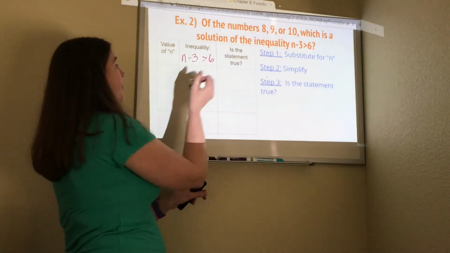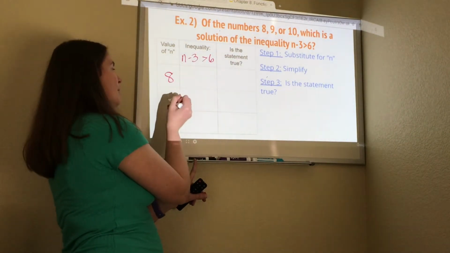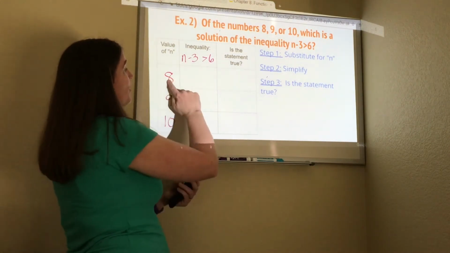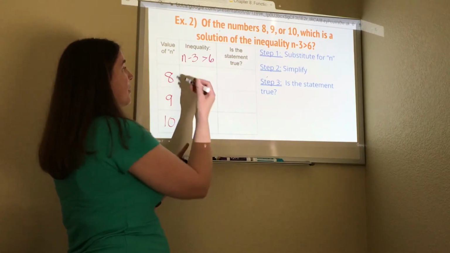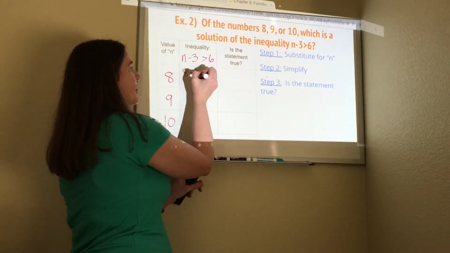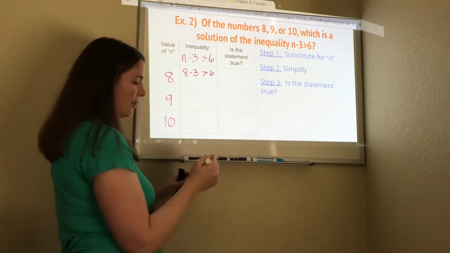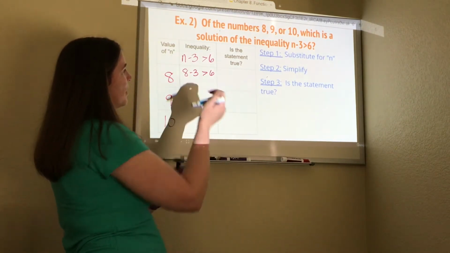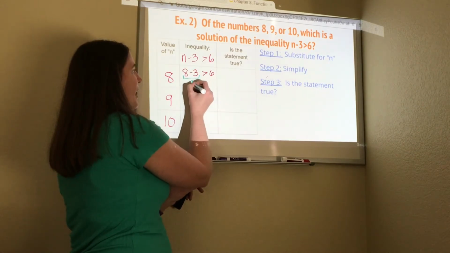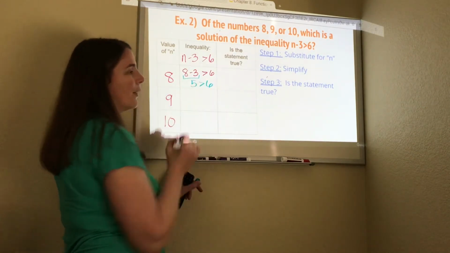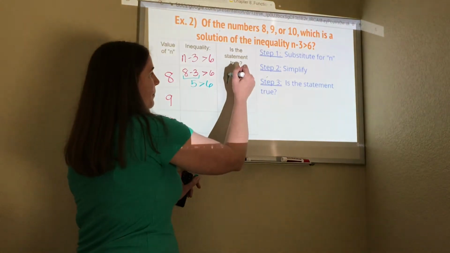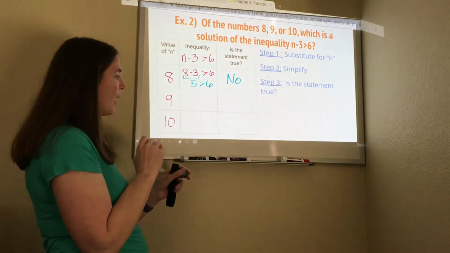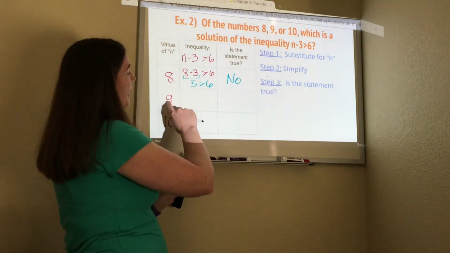First, I'm going to write the numbers: 8, 9, and 10. I'm going to substitute 8 in for n. So I have 8 minus 3 is greater than 6. What is 8 minus 3? That's 5. And is 5 greater than 6? No, it's not. So we simplified, and is the statement true? No.